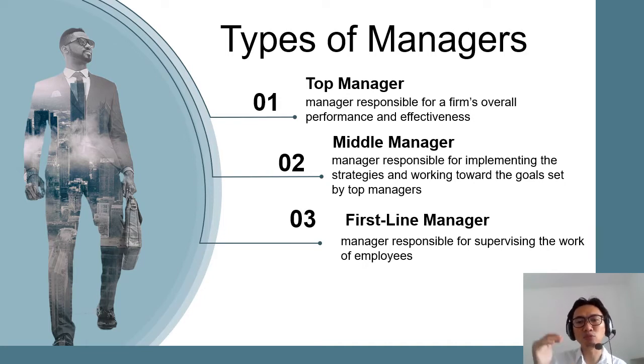You see, as they move up the ladder from first line to middle to top managers, the power of the manager increases. But the responsibility and the complexity of their work also increase. Let's look at top management. This level is very much responsible for the firm's overall performance and effectiveness. So top managers set policies, formulate strategies, approve significant decisions, and also represent the company in dealing with stockholders and the board of directors.